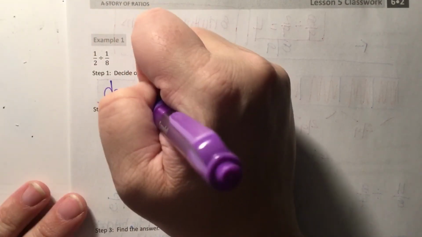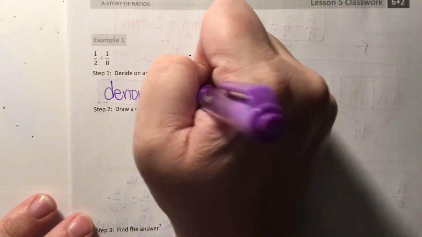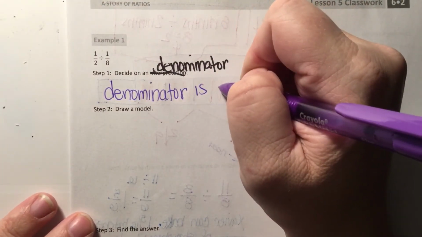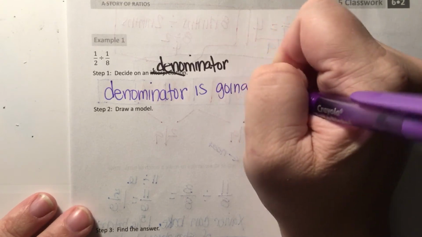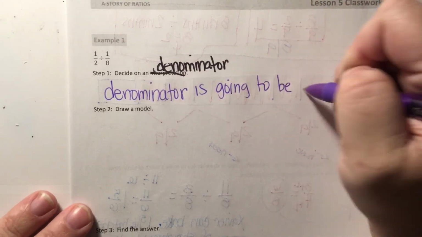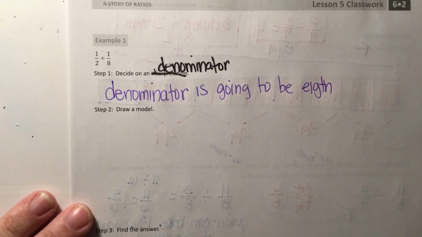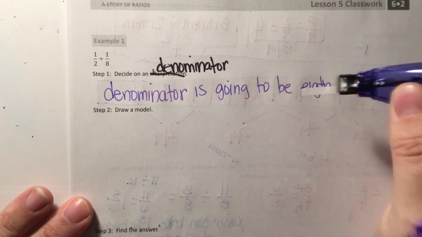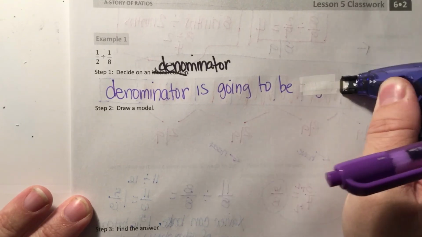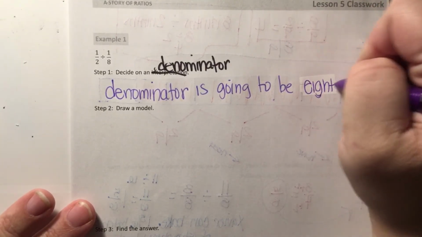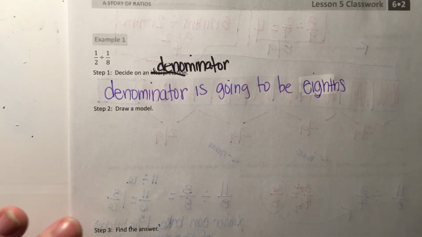So denominator, get used to writing that word and hearing it, is going to be 8s, okay? Oh shoot, I spelled 8s wrong. I always spell 8s wrong. I think we had this discussion on Friday. Eighths is just one of those words. E-I-G-H-T-H-S, okay?